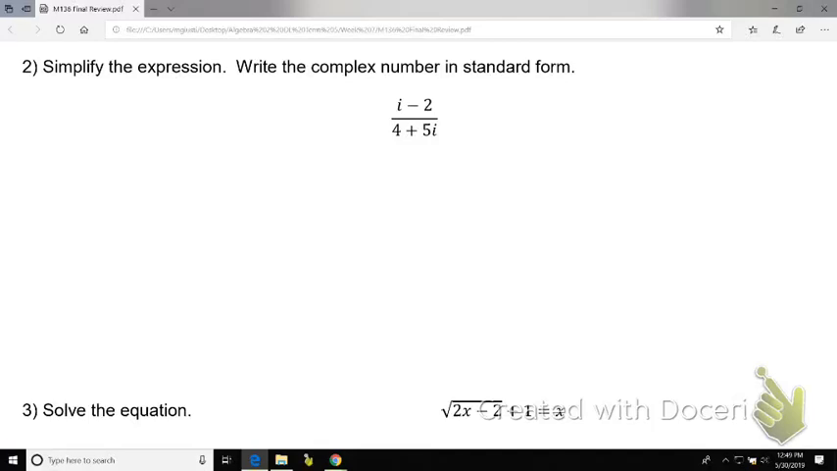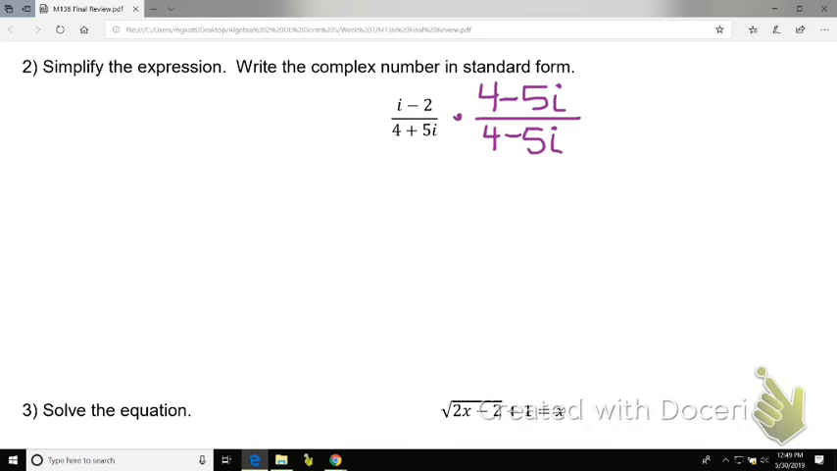Okay, so problem number 2 says to simplify the expression and to write the complex number in standard form. So if you guys have a division problem like this, what do we need to do? The conjugate, yep. So we're going to multiply the top and bottom by what? 4 minus 5i. Okay, so there was one like this on your final yesterday.